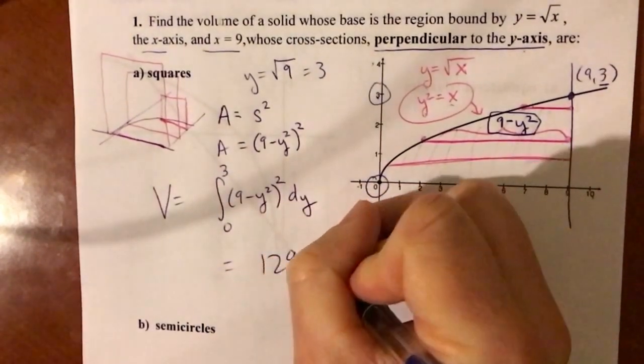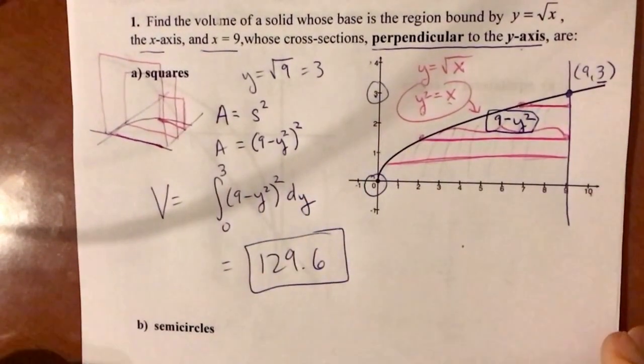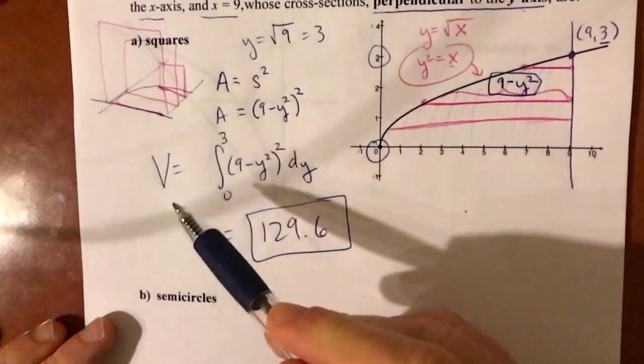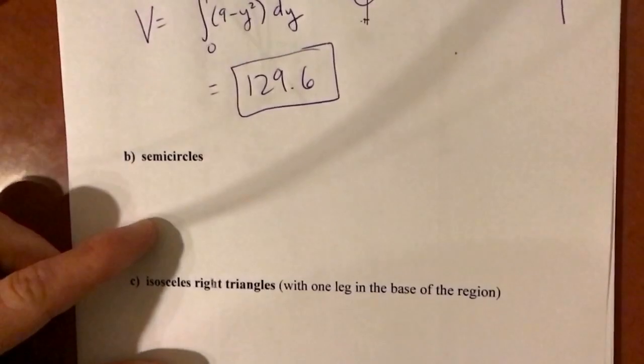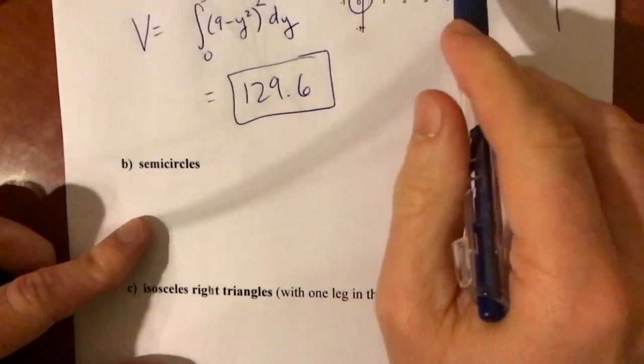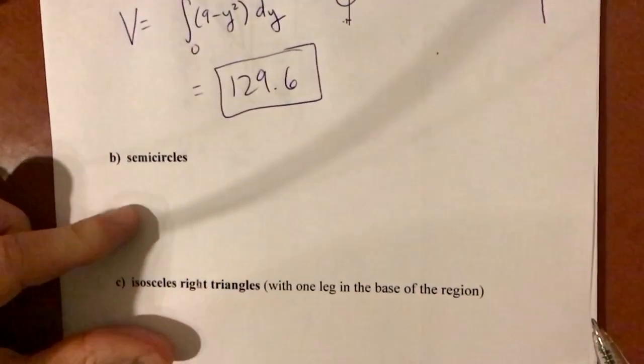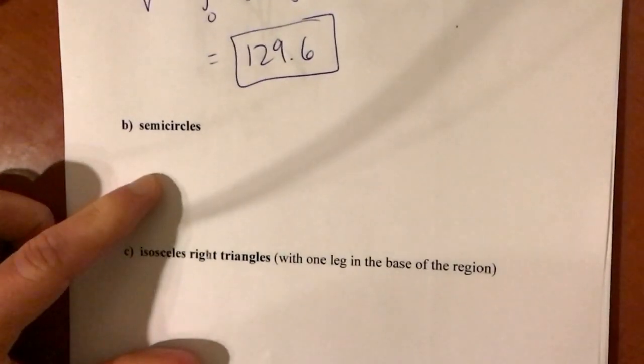129.6. Pretty cool, right? And once you get that idea down, if you can do one of these, then the rest are pretty fast. You've done sort of the hard work. You found the boundaries. You've described the key distance, which is used for every type of cross section. So a semicircle.